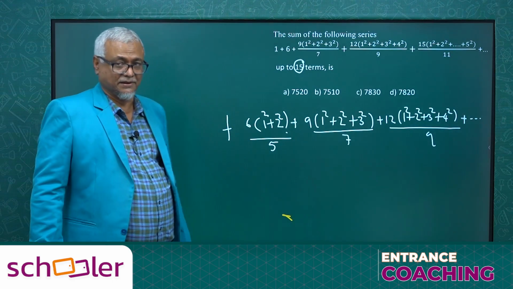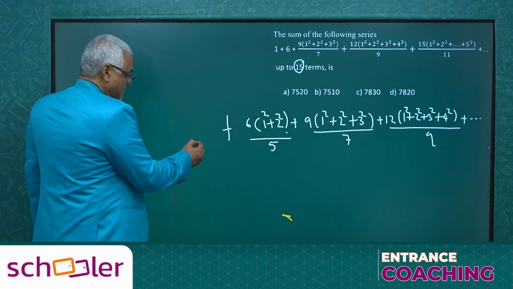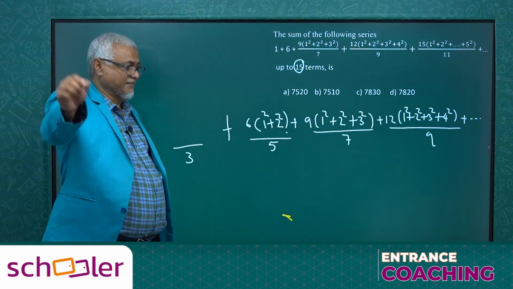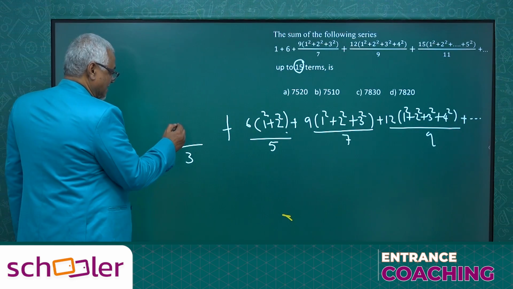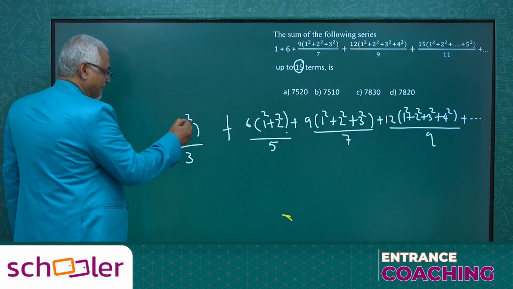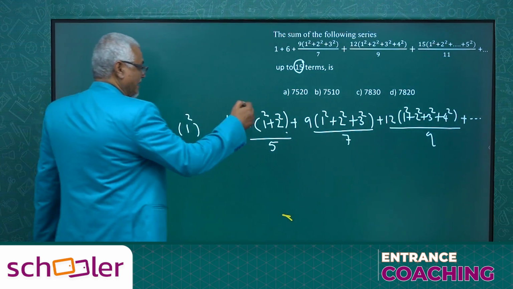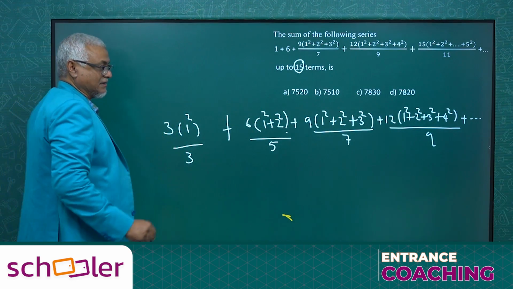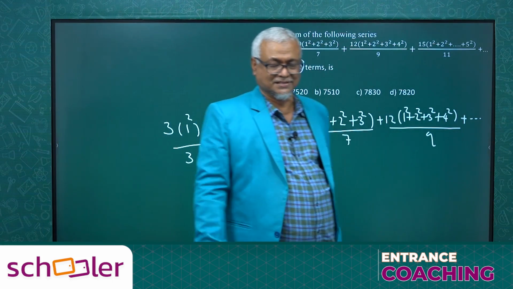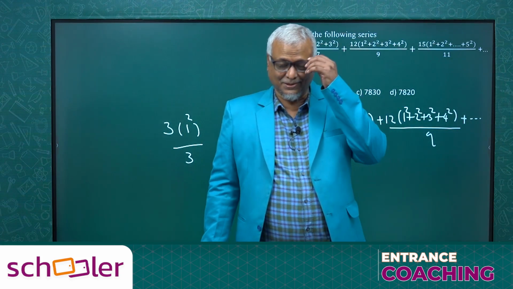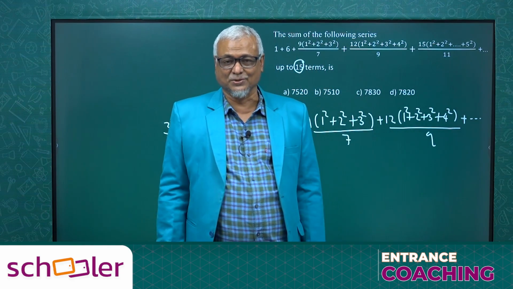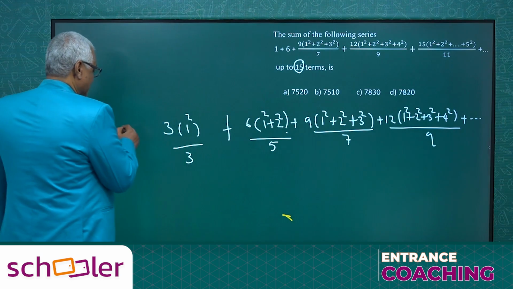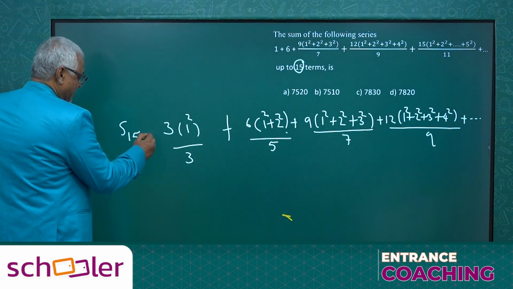In the next, that is the first term, first we write the denominator. It should be 3. Everybody agrees. And inside the bracket, that is 1 square. And we have 12, 9, 6, so that should be 3. That is the first term. So it's not a difficult thing to write the first two terms, keeping the pattern. So this is S15.